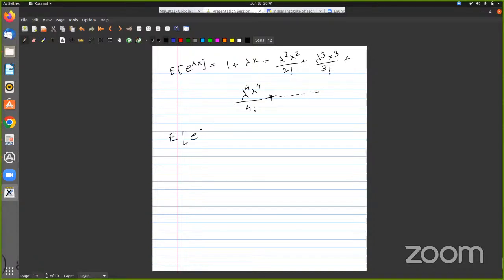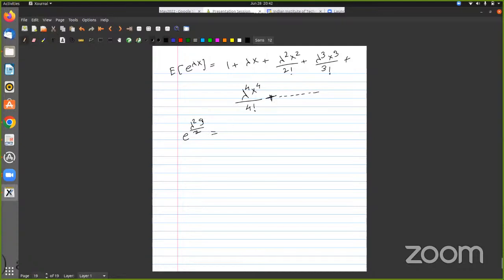Okay, I know that the expectation of e to the power lambda x is nothing but the MGF of x. And if my x is a normal random variable, I know that this value is e to the power lambda square sigma square by 2, right? But in our question, sigma square is 9.